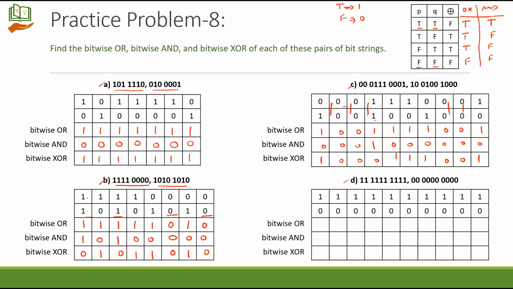Now the final one. You have complete ones in the first string and complete 0 in the second string. So what is bitwise OR? This is going to give you 1 because there is no 0 0 combination. Similarly, if you take bitwise XOR, it does not have 1 1 combo and 0 0 combo. So this will also give you 1. Now what about bitwise AND? 1 and 1 can alone give you 1. So this will definitely turn to be 0 for all the bits.